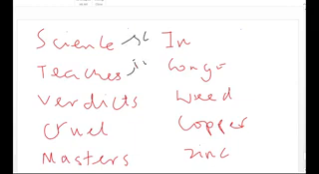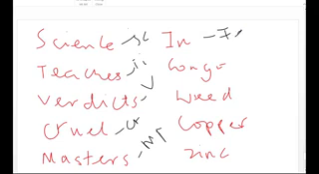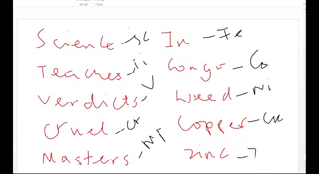manganese, iron, cobalt, nickel, copper, and zinc. So these are the first series of transition metals from 21 to 30. Is that okay?